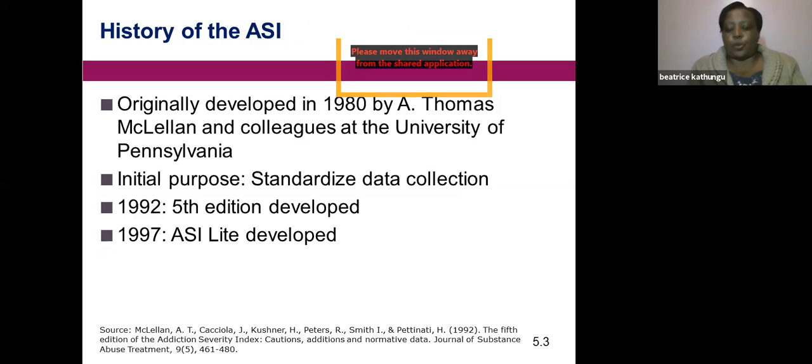Now, what is the history of ASI? It was developed originally in 1980 by McClellan and colleagues at the University of Pennsylvania. Now, the initial purpose was actually for purposes of data collection. Now, in 1992, the 5th edition was developed, and in 1997, a smaller version called the ASI Lite was developed.